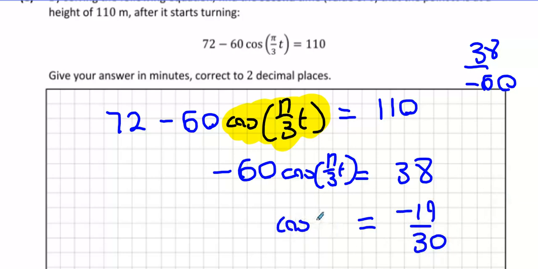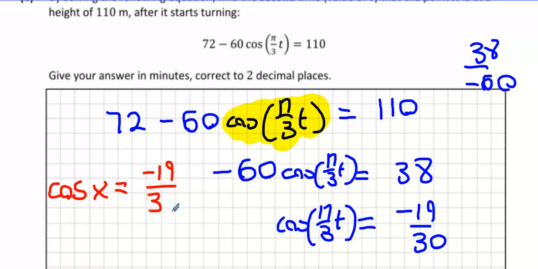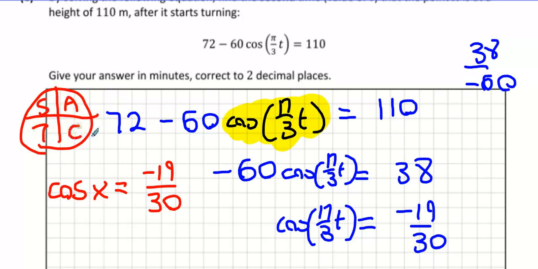Are we all happy with cos of pi over 3t here? For argument's sake, we're not going to call it pi over 3t anymore. Guess what we're going to call it instead? A letter of your choosing. What letter would you like to choose? X. My Z's look like 2, so I'll never choose Z's. All right, see that? Cos is negative. A, S, T, C. What two quadrants are we looking at? T and S.